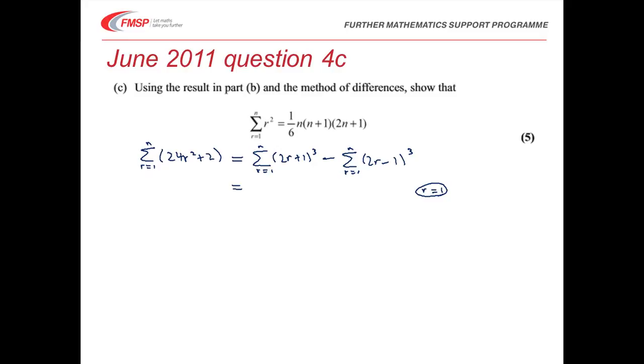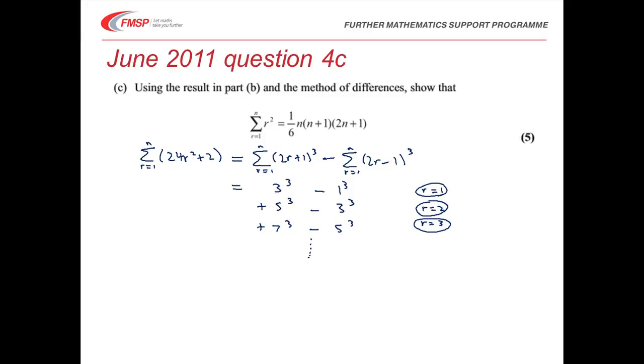I'll get a 3 cubed from this one, and the second summation will give me a 1 cubed. And then when I go on to do r equals 2, I'll get a 5 cubed minus a 3 cubed. I'll just do one more at the top end. Let's do r equals 3. I'll get a 7 cubed minus a 5 cubed.